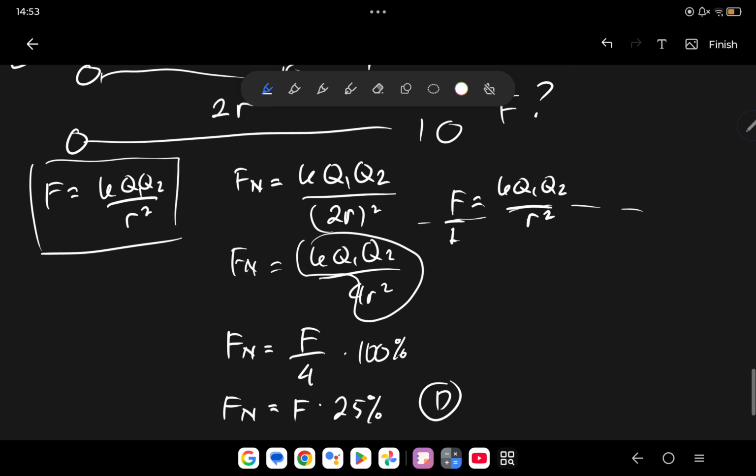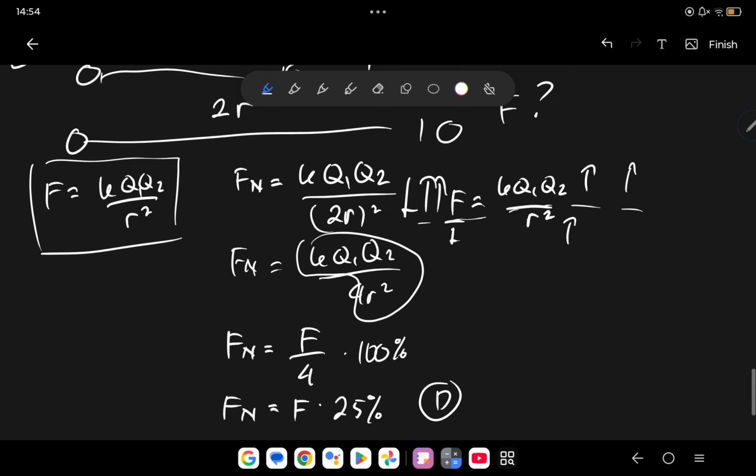So let's say if Q1 gets bigger, what will happen to F? Well, of course, F will get bigger too. If Q2 gets bigger, F will get bigger too. But if R gets bigger, F will get smaller. Why? Because R is on the bottom side, but F is on the top side. They're on opposite sides. So if R gets bigger, F gets smaller.